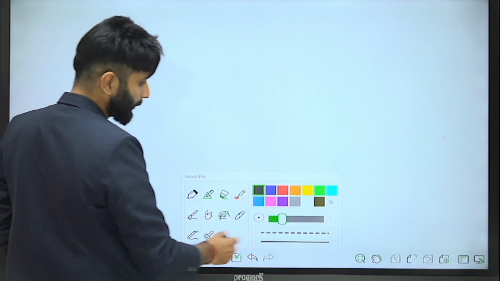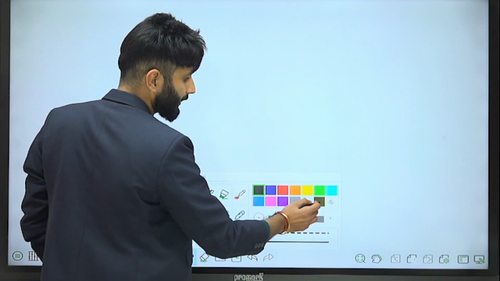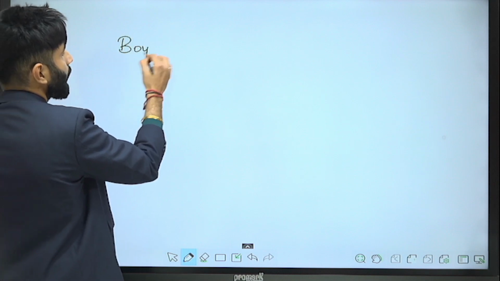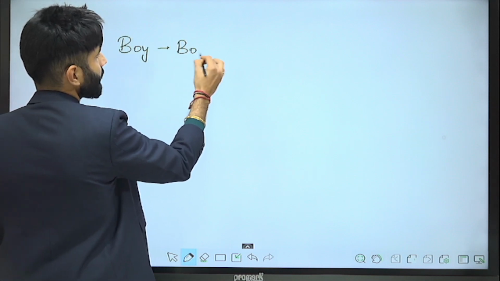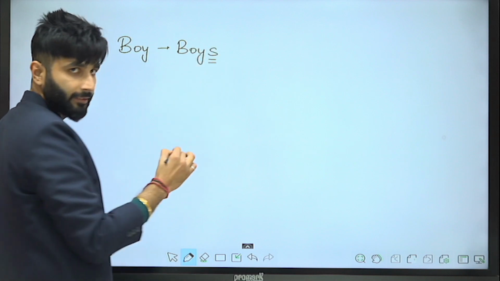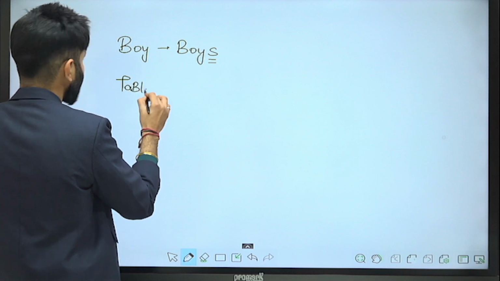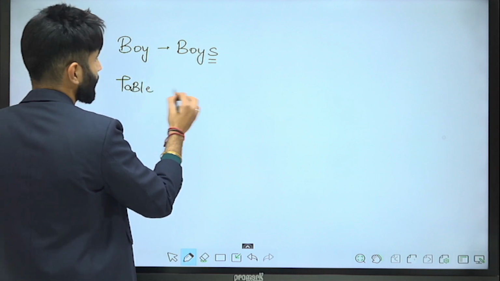Now, the exact plural in English when you talk about any certain entity would be just adding s. Let's say I've got a word called boy that takes boys. Now, this s is equivalent. The moment I talk about the word table, it makes it tables.